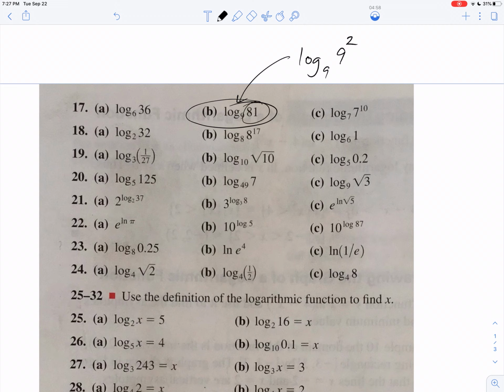81 is the same as 9 squared. My answer is then 2. Well, if you don't see it that way, you don't have to panic. That's what I call a property in disguise.